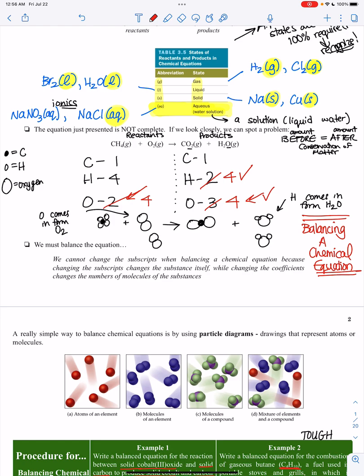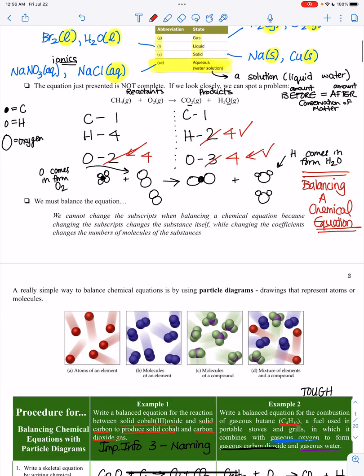I love using this particle diagram way because I don't have to worry about trying to come up with common multiples and least common denominators. I am just drawing matter as it would react or as it would show up and then just counting circles. So keep in mind, we must balance the equation. We cannot change the subscripts when balancing a chemical equation because changing the subscripts changes the substance itself, while changing the coefficients changes the number of molecules.